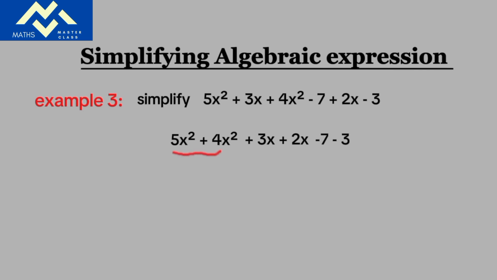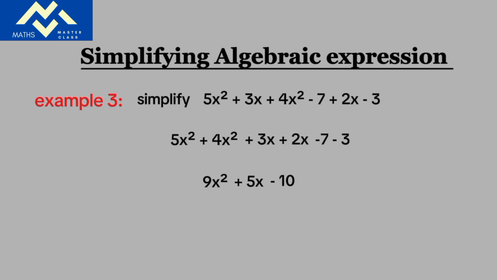5x squared plus 4x squared equals 9x squared. 3x plus 2x equals 5x. And minus 7 minus 3 equals minus 10. Now, we can't add nor subtract since they are all unlike terms. So this becomes the answer. And although this expression can further be factorized, we'll leave that for another lesson.